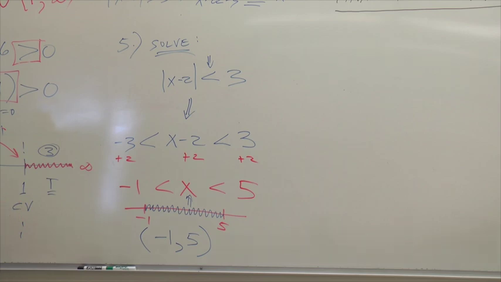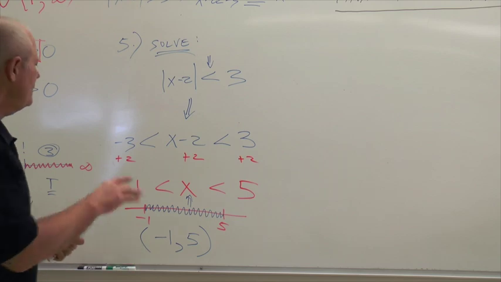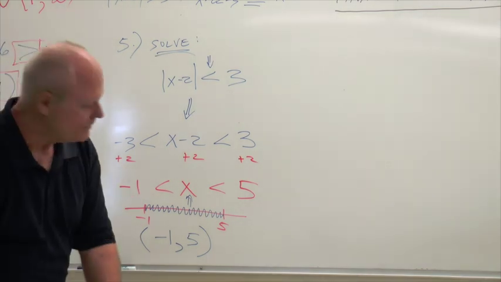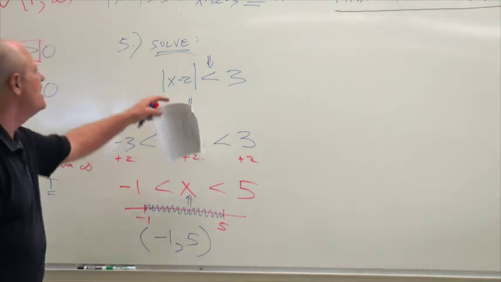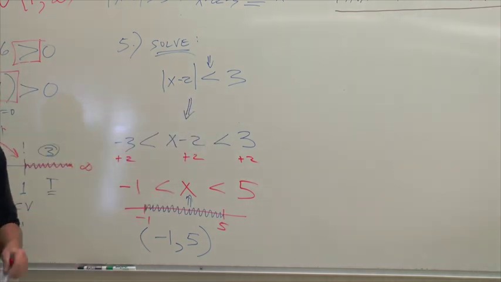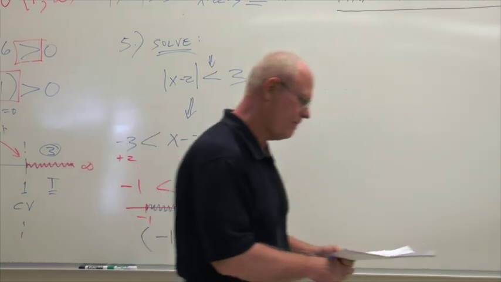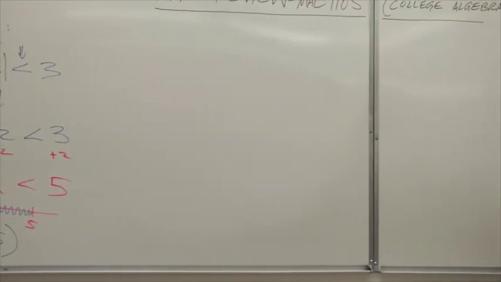Parentheses. Good? For the interval notation. So any point between -1 and 5 on the number line will satisfy this absolute value inequality. Good? Okay. Good.